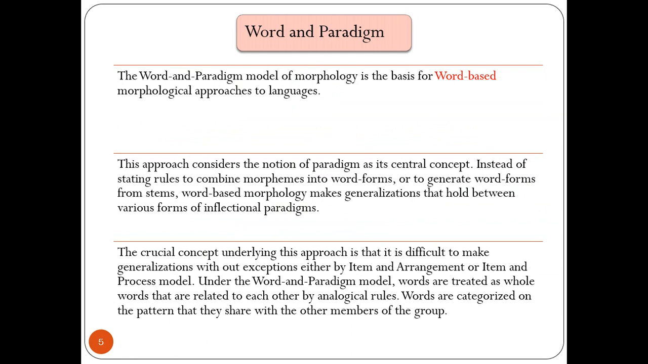Then we have the word and paradigm approach, okay. The word and paradigm model of morphology is the basis for word-based morphological approaches to languages. This model does not indulge itself in morphemes and internal modification. It has a different way. They will tell you that we have a form, live, this is a lexeme, and it has different forms, like live, lives, lived, and living, okay. I'll explain it later. I've got almost 3-4 slides for this last model. Here it's just the definition.